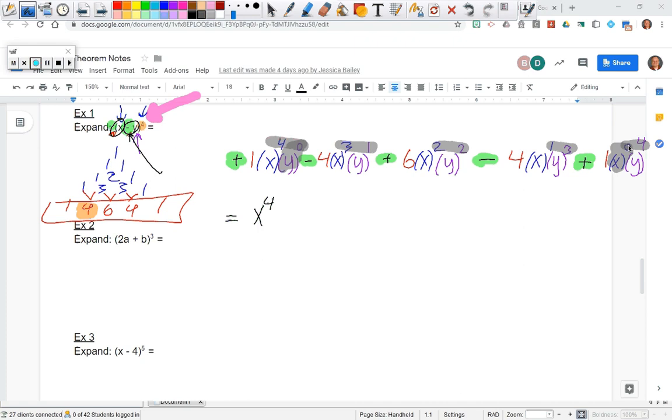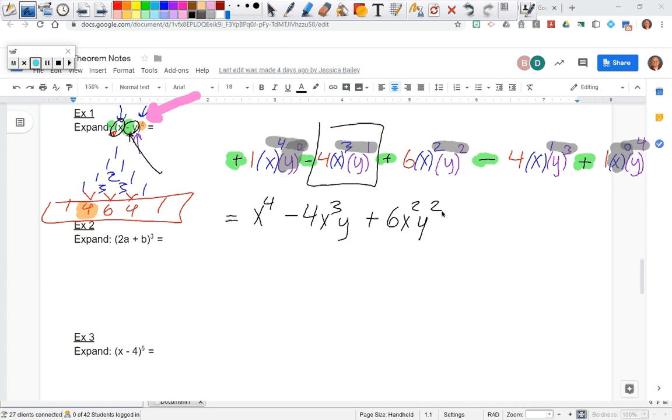Yes, it always works. And it works in stats as well with other things like binomial CDF and just stuff. Okay? So, here we go. What would we write for that? Minus 4x cubed y. Okay? Plus 6x squared y squared. Notice the parentheses are gone. This is fully simplified, okay?